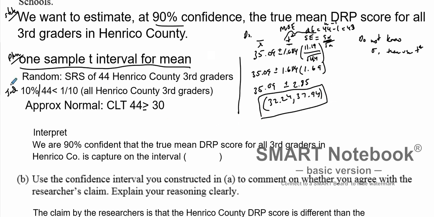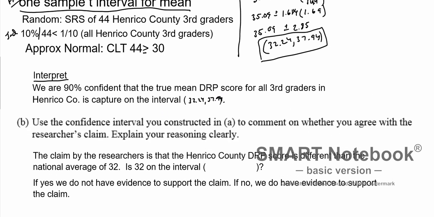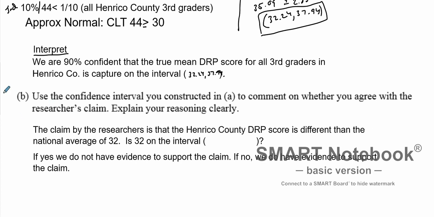And so we're going to interpret this confidence interval. What we know is we are 90% confident that the true mean DPR score of all third graders in Henrico County is captured on the interval 32.24 to 37.94. Okay, so that's what we know. And so we can answer the second question, which is kind of our hypothesis. So do we accept the null or do we reject it? Well, use the confidence interval to construct and comment on whether you agree with the researcher's claim.